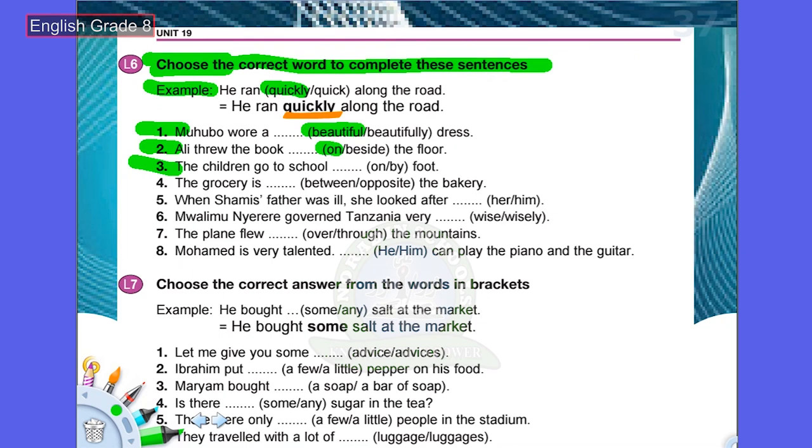The children go to school. You have here a blank space, and as you see, the two words that we have in the brackets are on and by foot. Halkaa sax noqonaya, ma on baa mise waa by? On plus foot is often used. On your foot.